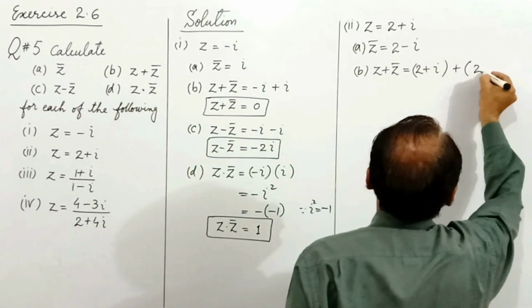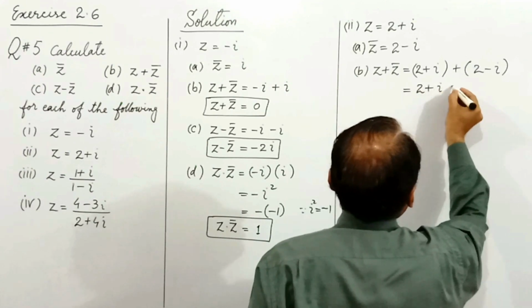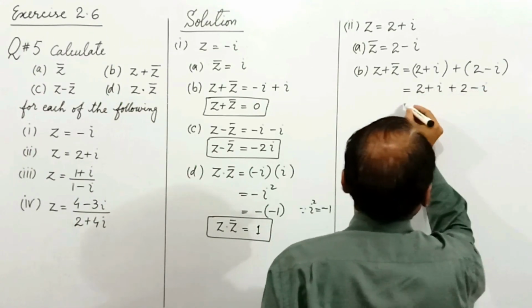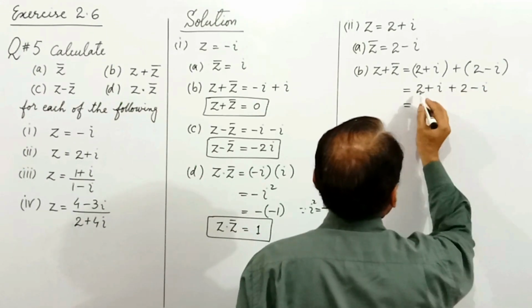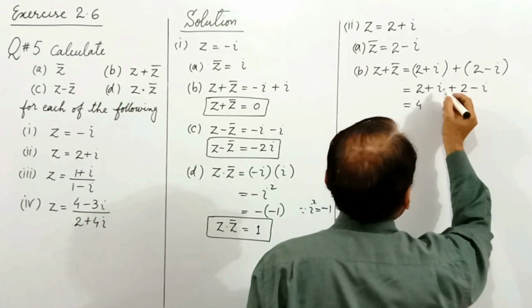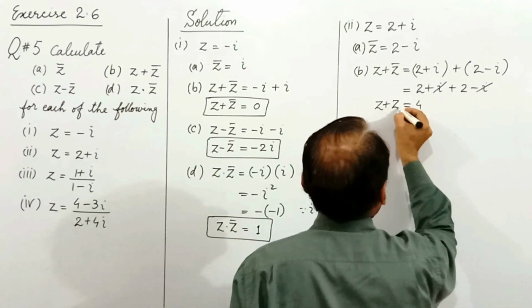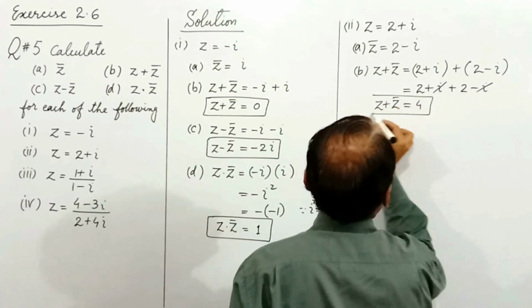plus 2 minus iota. We open the bracket, 2 plus iota plus 2 minus iota. Real parts are added, so 2 plus 2, 4, and the imaginary coefficients are like terms having different signs, so they are cancelled. So we have z plus z bar is equal to 4.